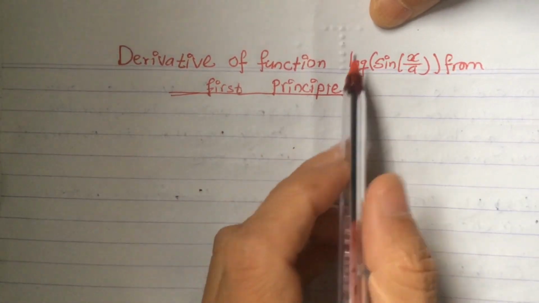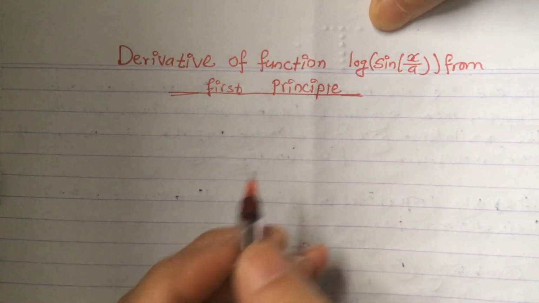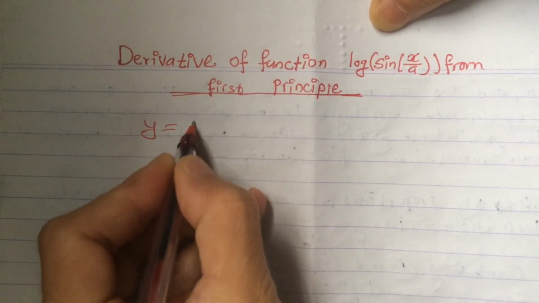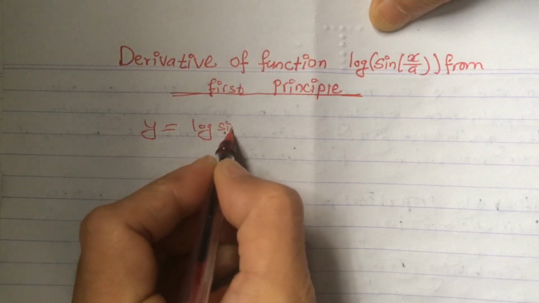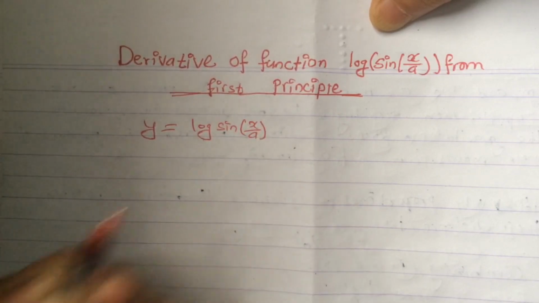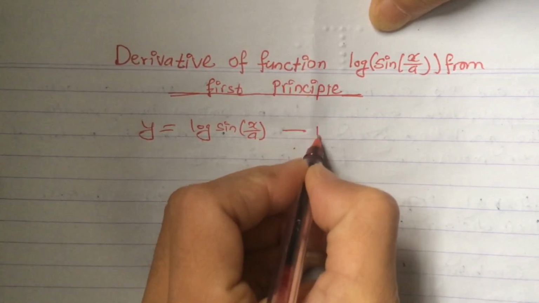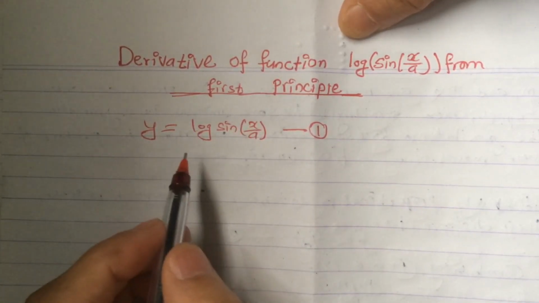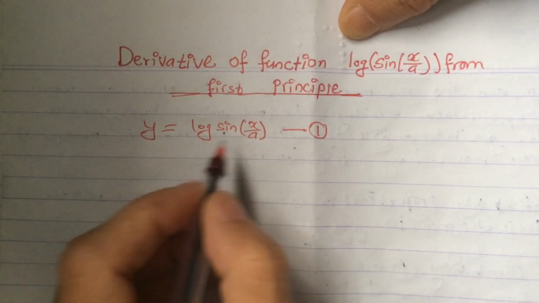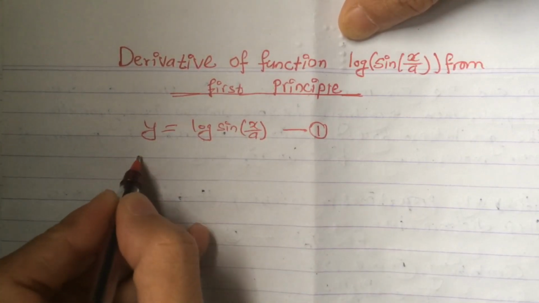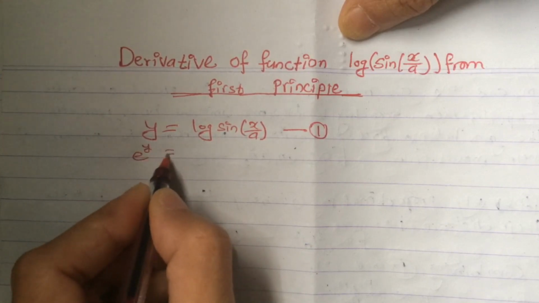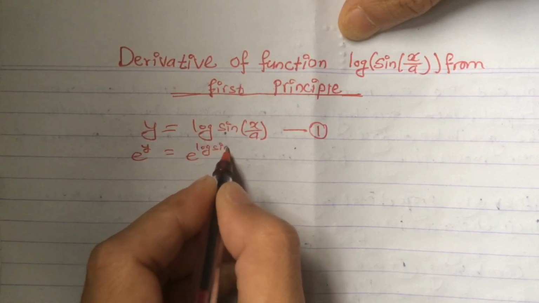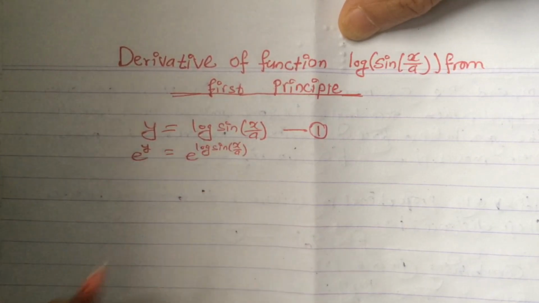To find the derivative of this function from first principle, we first suppose this function is denoted by y, and it is log of sin(x/a). Let this be equation 1, and let's take antilog. If you take antilog on both sides of this equation, we get e^y is equal to e^(log of sin(x/a)).